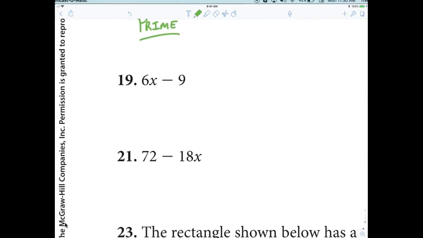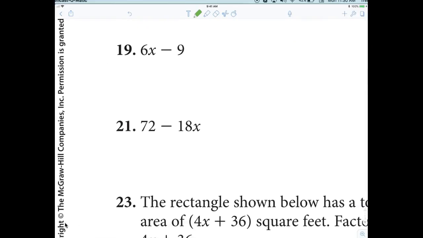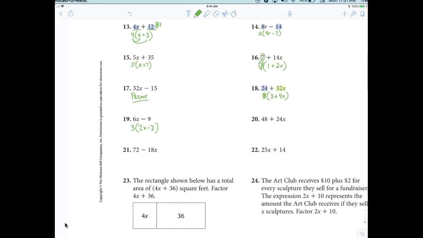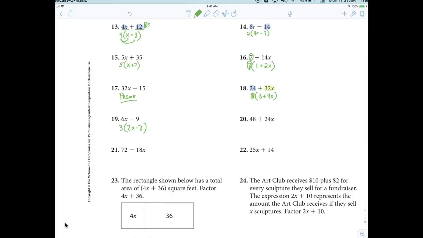All right. 19. What's common? 3. Yeah, look how easy that is. 2x minus 3. Number 19. There you go. You see it?